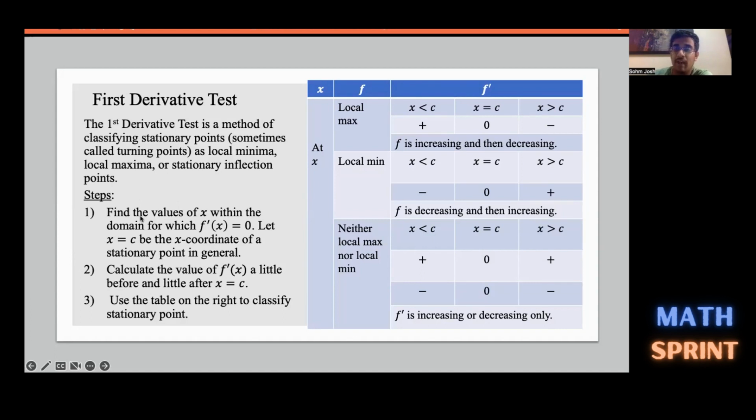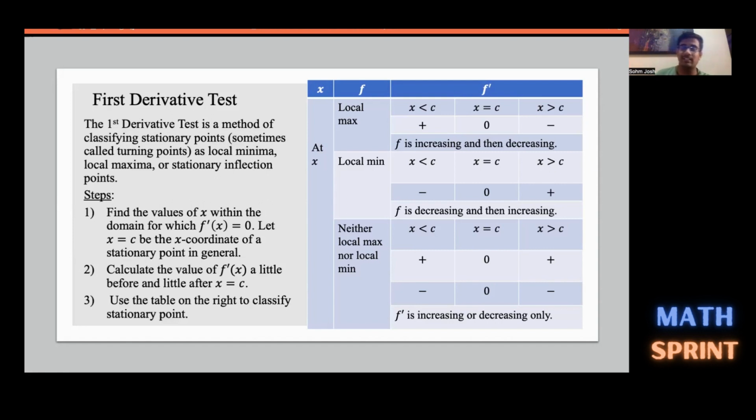The first step is to find where the stationary points are. The values of x where the stationary points are located need to be calculated by equating f dash of x to 0, and then solving for x. Then you have to calculate the value of f dash of x for values of x a little before the stationary point and for values of x a little after the stationary point.